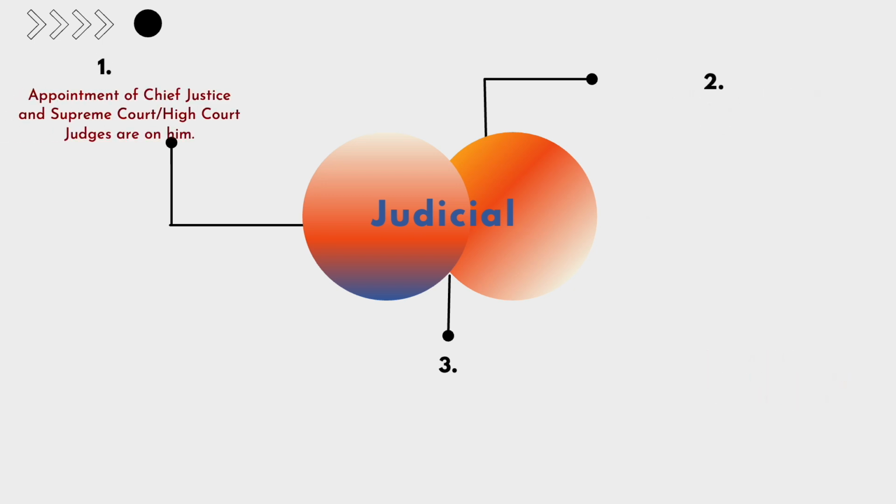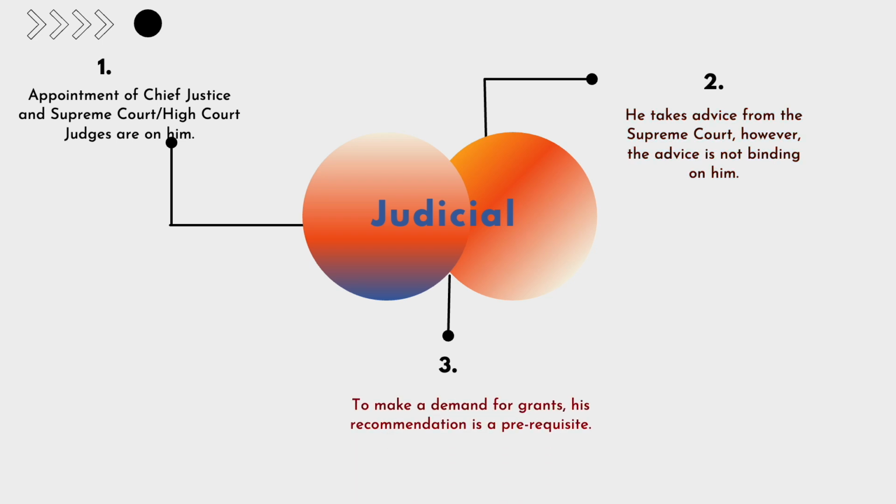The Chief Justice and the judges of Supreme Court are appointed by the President. He or she takes the advice from the Supreme Court. However, this advice does not bind him or her. It's his or her decision to appoint the judge or not.